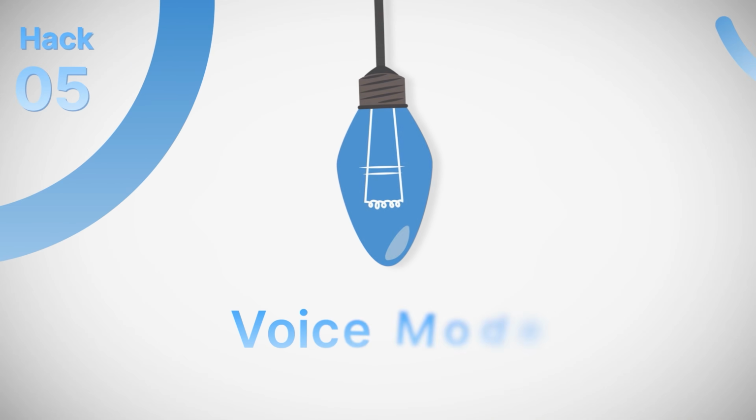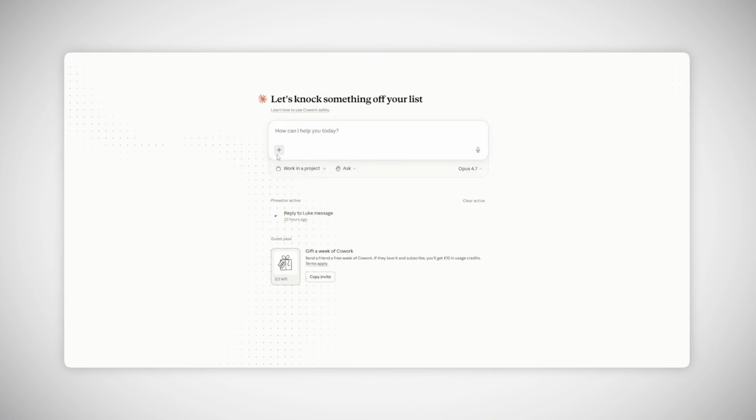Hack 5, voice mode. Now we all know that finance professionals tend to think faster than they type, and a lot of the real insight comes out while you're talking a problem through. So voice mode captures it. On the mobile app, I press the microphone in the chat, and I speak naturally and I click send. On desktop, it's the waveform at the bottom of the prompt bar.